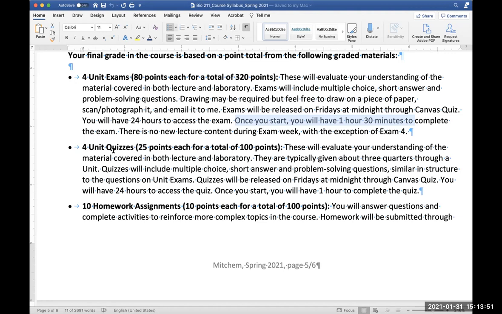Okay. So for your quizzes, so these are the week ahead of your exams, you will have the same window from midnight until basically midnight on a Friday to do your quiz.